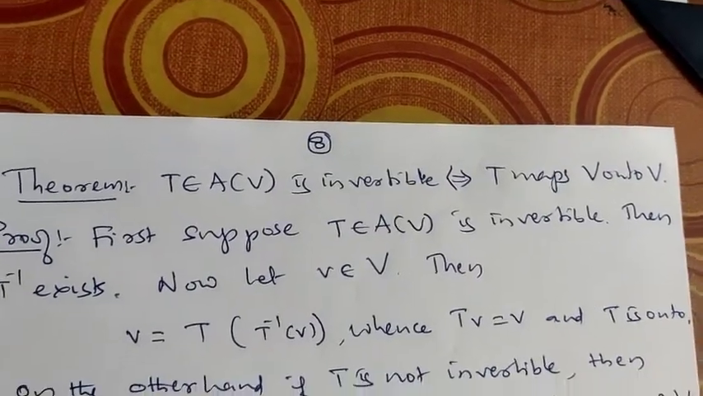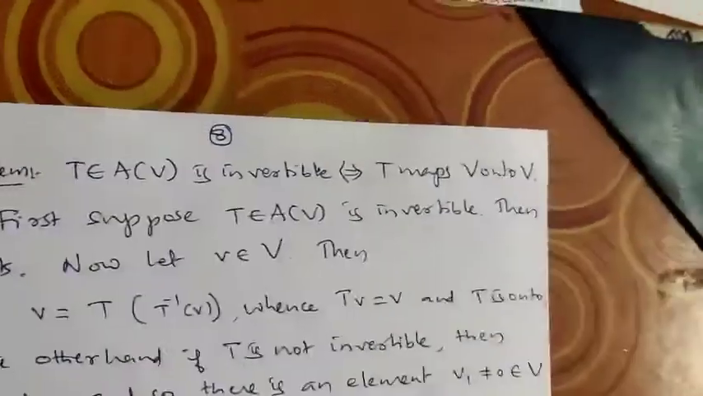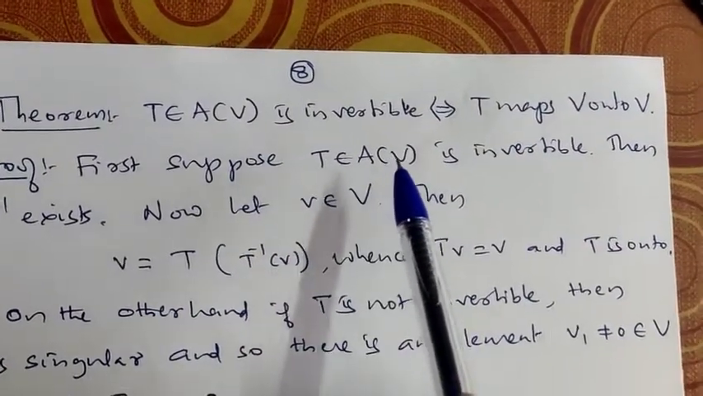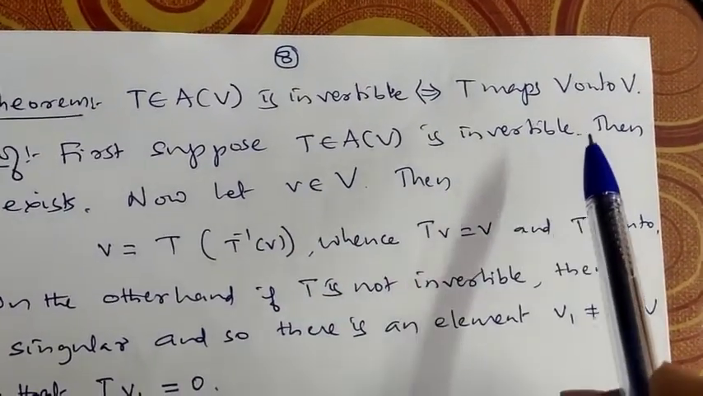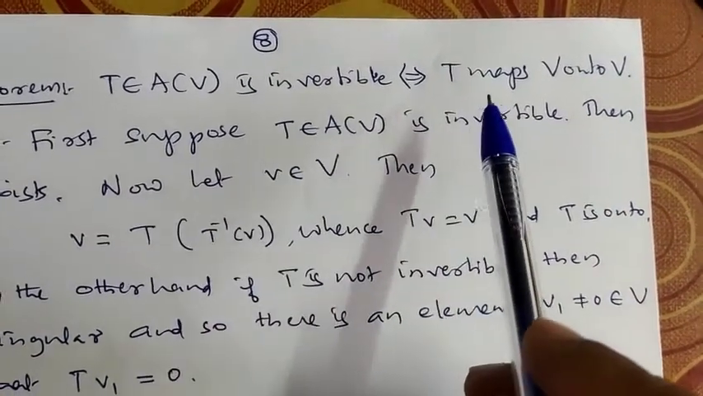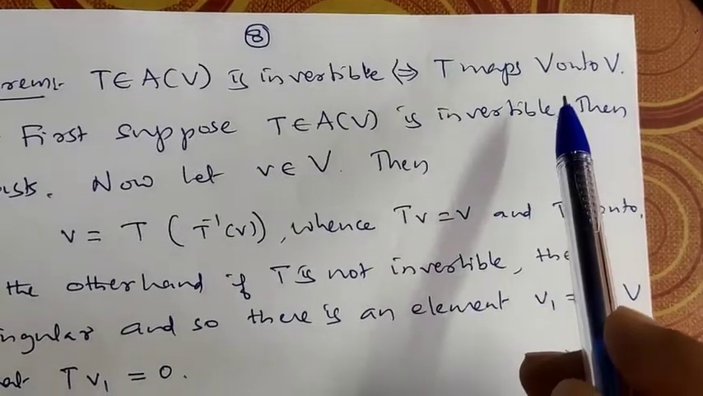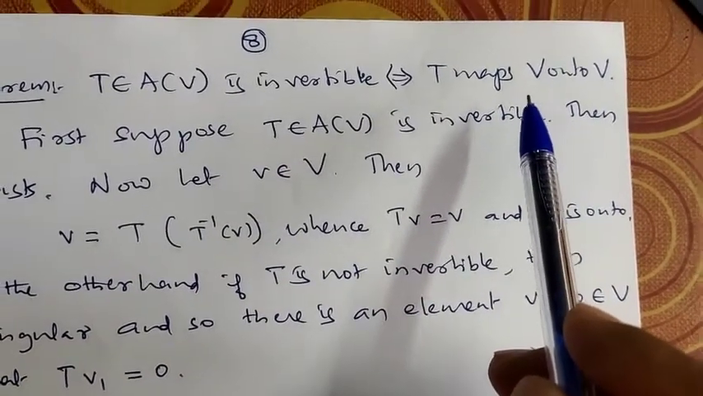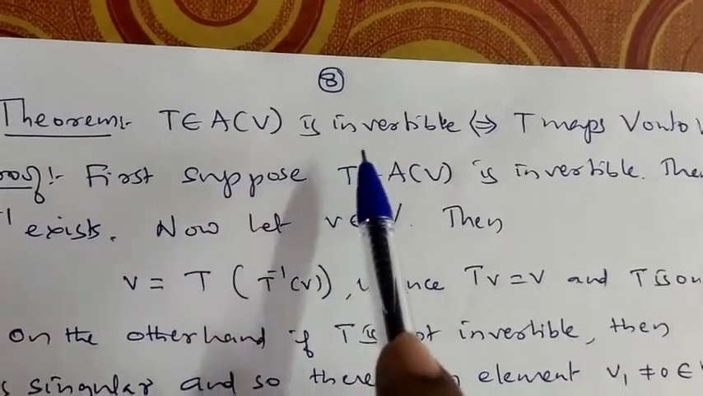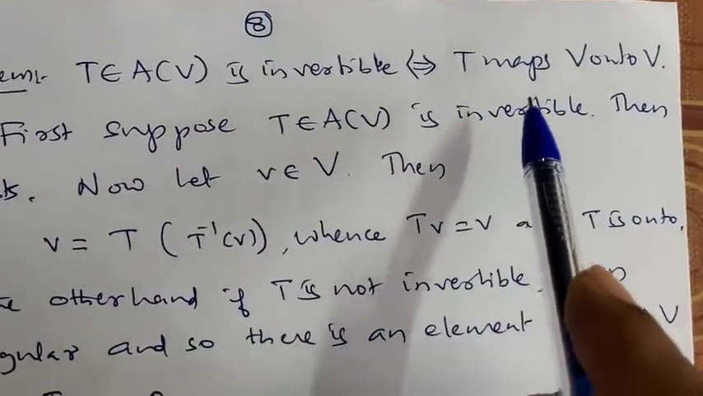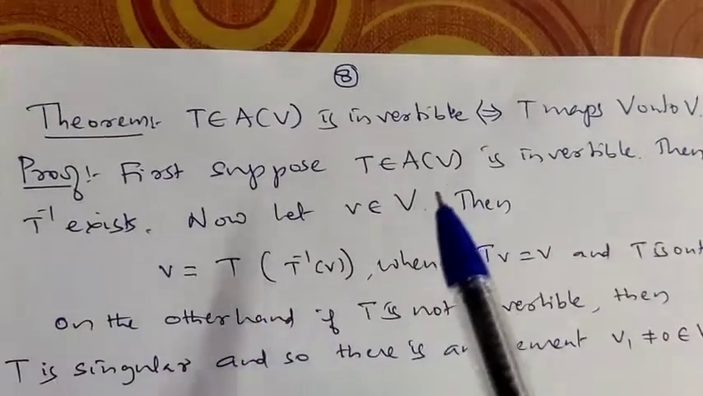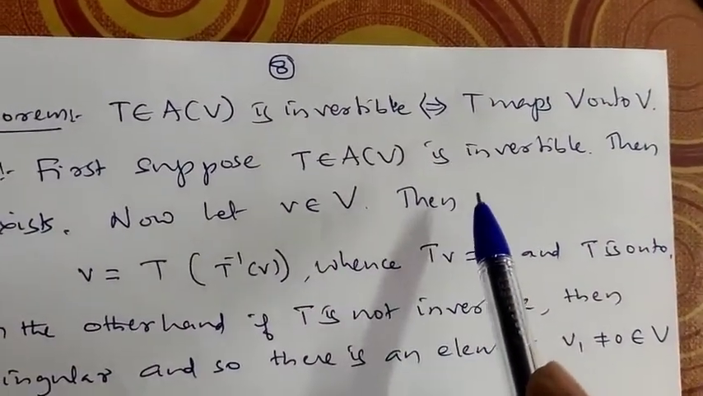So now let us take up another result. Suppose the transformation T belongs to A of V. T is invertible if and only if T maps V onto V. So invertible means the mapping must be onto. Already we have taken this definition in proving many theorems, right? Now we are going to show the transformation T belongs to A of V is invertible if and only if T maps V onto V. First suppose T belongs to A of V is invertible.